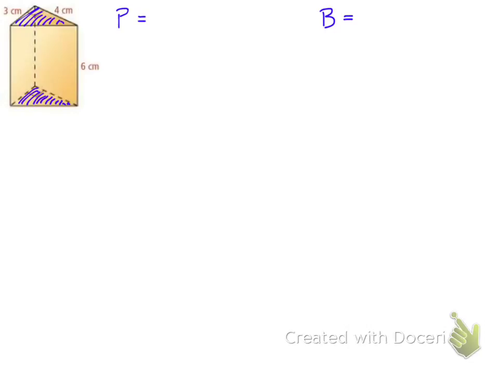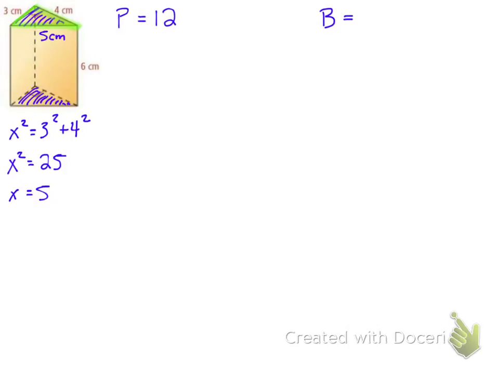I'm missing one. This is a right triangle, so I can use the Pythagorean theorem. I can label my hypotenuse as x, so x squared is equal to 3 squared plus 4 squared. When I do that, I get x squared is equal to 9 plus 16, which is 25. Take the square root of both sides, so my hypotenuse is 5. So this piece right here is going to be 5 centimeters. So the perimeter, the distance going all around my base, is 3 plus 4 plus 5, which gives me 12.